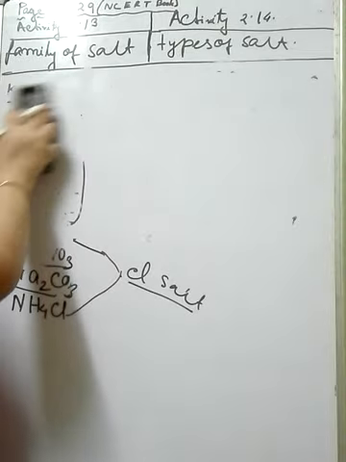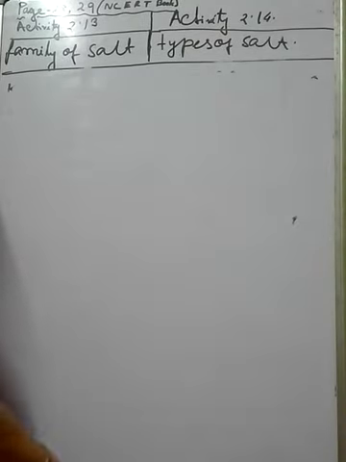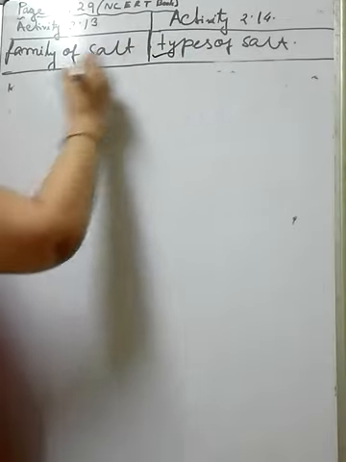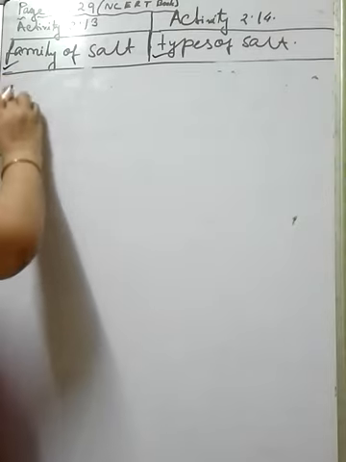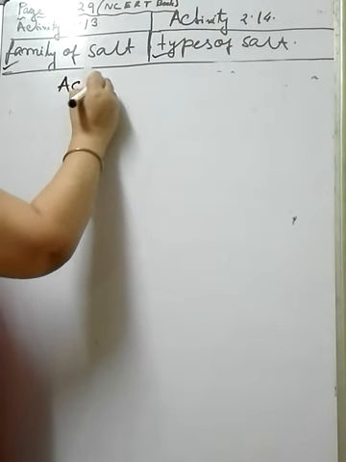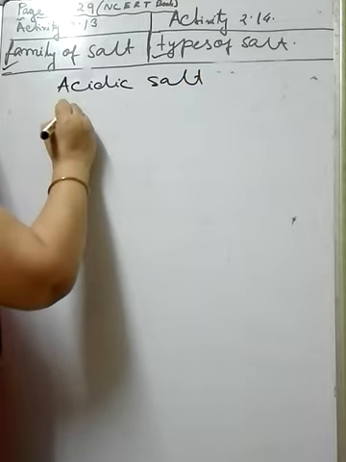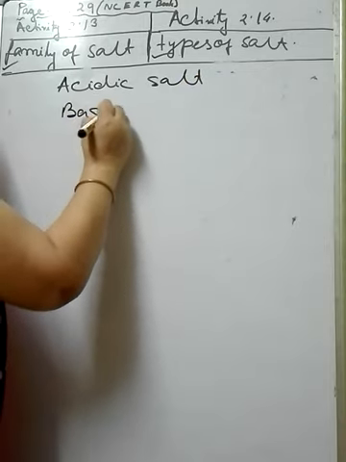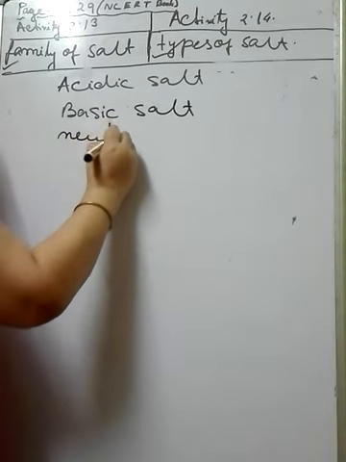Now let us discuss the second point, that is the types of salt. There are three types of salt: acidic salt, basic salt, and neutral salt.